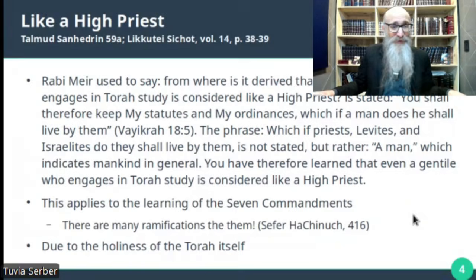Now, does this apply to the whole Torah, as we're going to see in a few minutes? No. The truth is no. The Talmud itself says, I didn't copy it, but it does say in the same page, that this applies when a non-Jew is learning the 7 commandments. Don't kill, don't steal, don't commit immorality with relationships, don't do idolatry, and so on.